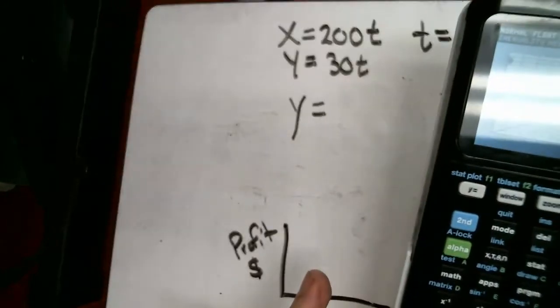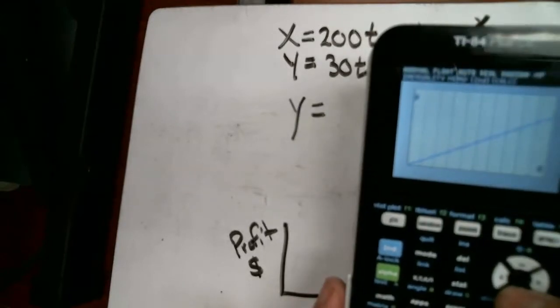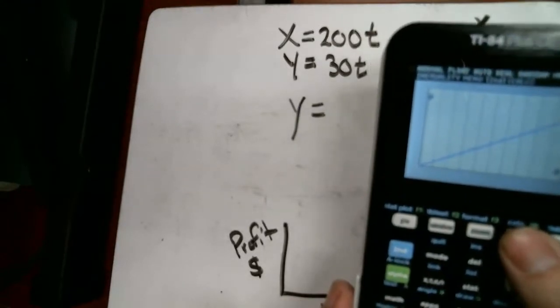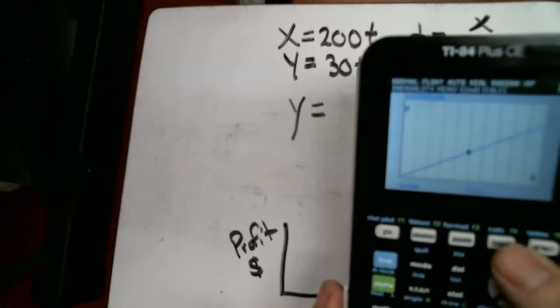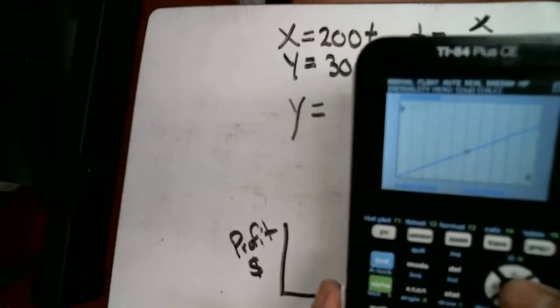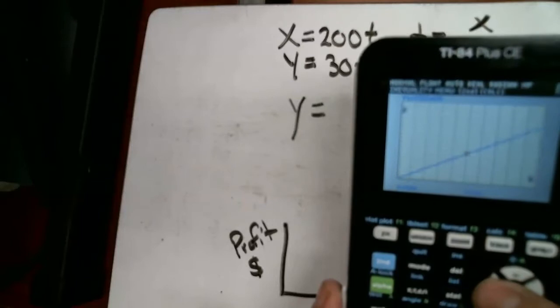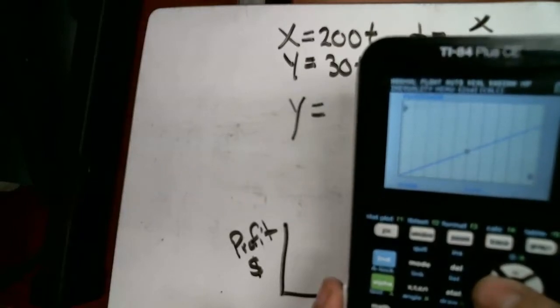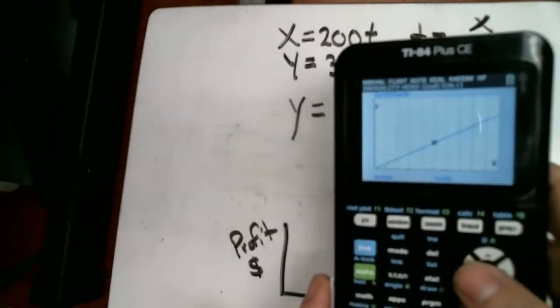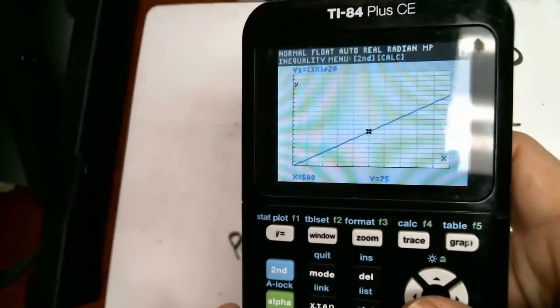X is equal to the amount of area that I've covered, and Y is equal to my profit. So if I trace along the line, well, I had right here at 500. Once I've painted 500 square feet of wall, I should have made 75 bucks. That's what's there at the bottom when I hit the trace button.